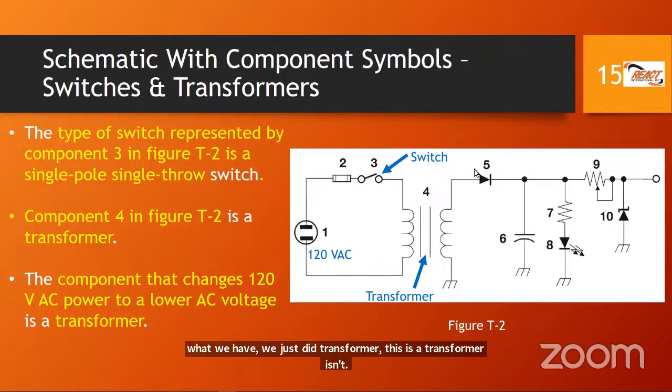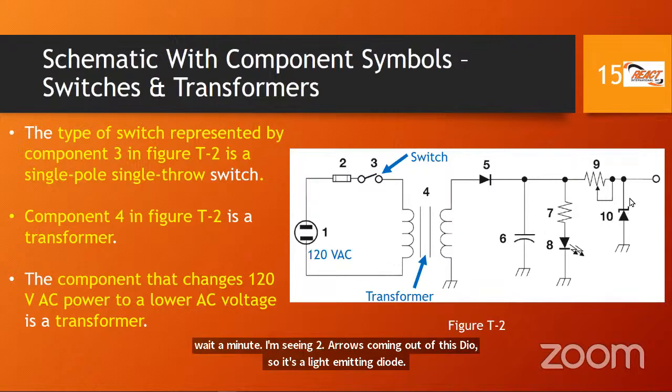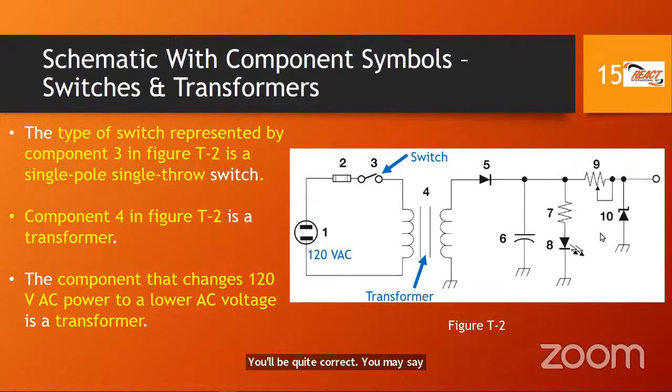Then you look at this one, you say, but wait a minute, that looks like a diode. You'd be quite right. Then you'll say, but wait a minute, I'm seeing two arrows coming out of this diode, so it's a light emitting diode. You'll be quite correct. You may say, but wait, I don't quite recognize this one. Well, we'll probably come to that in a future part of the course. It's a Zener diode. We have a resistor, but not a regular resistor. Notice with the arrow coming here, it's a variable resistor, and so on.